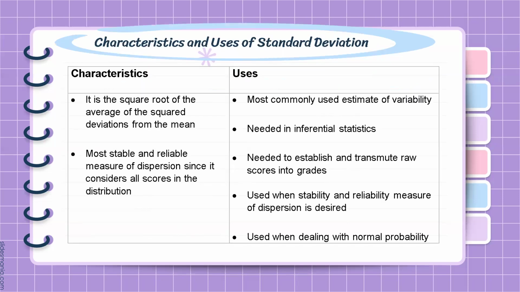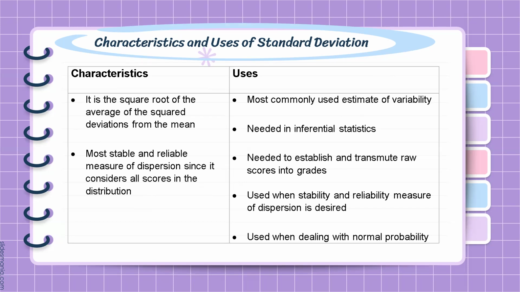And here are the characteristics and uses of standard deviation. Standard deviation is the square root of the average of the squared deviations from the mean. It is the most stable and reliable measure of dispersion since it considers all scores in the distribution. It is the most commonly used estimate of variability.